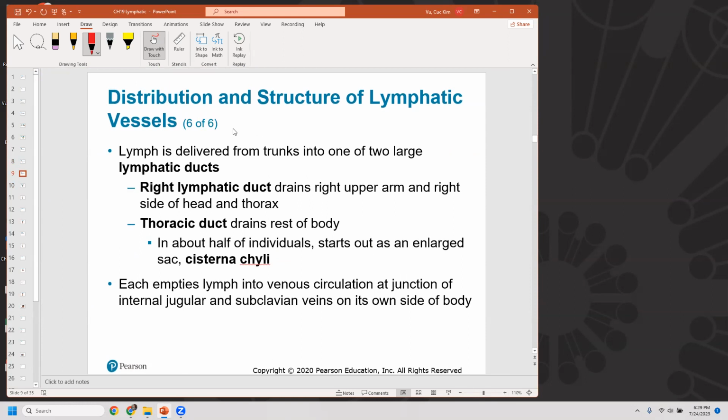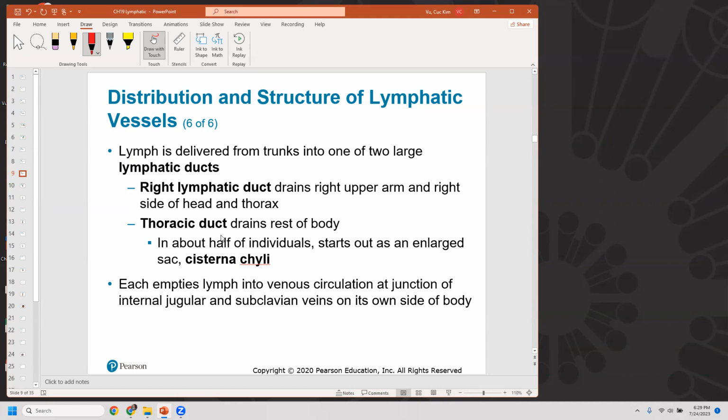Now, in addition to the lymphatic trunks, you also have lymphatic ducts. The lymph is delivered from the trunks into one of these 2 large lymphatic ducts. So you have the right lymphatic duct, which drains the right upper arm and the right side of the head and thorax. And then you have the thoracic duct, which will then receive the rest of the lymph.